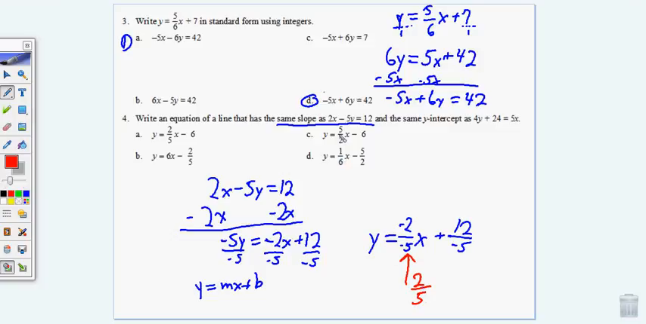I need to pick an equation that has the same slope as 2 over 5. So 1 over 6 is not 2 over 5. 5 over 2 is close, but it's flipped. It's not the same. 6 is definitely different than 2 over 5. Here we go. A is the exact same slope as the equation I just worked on.